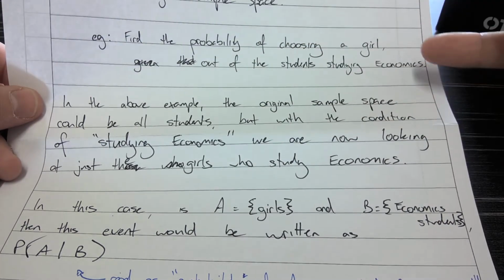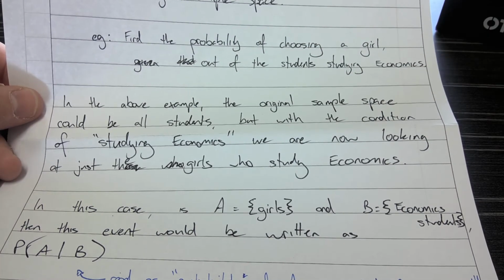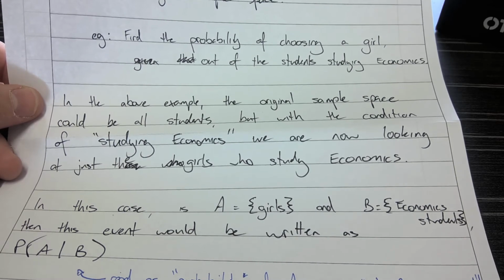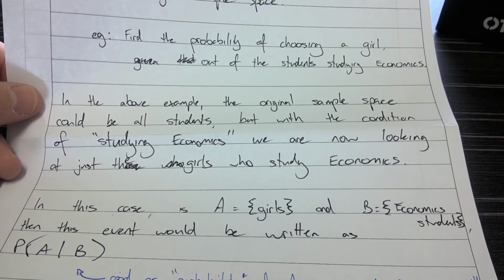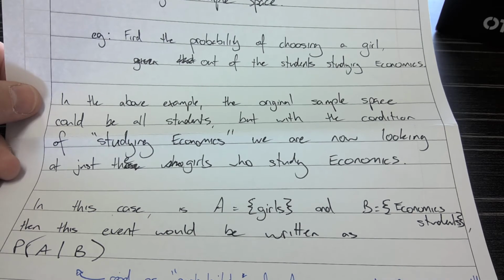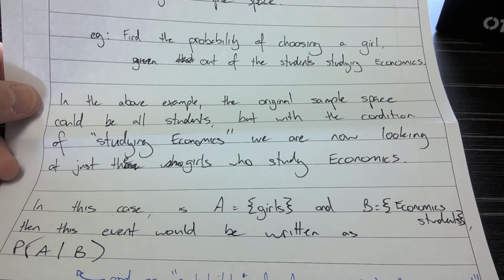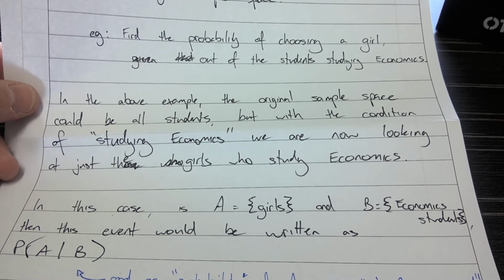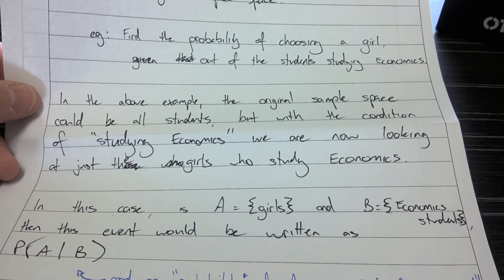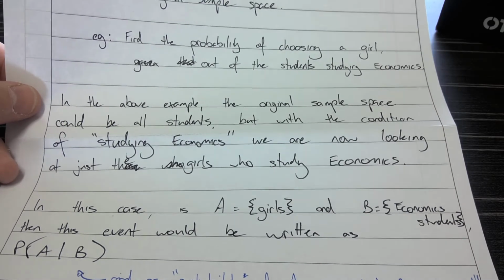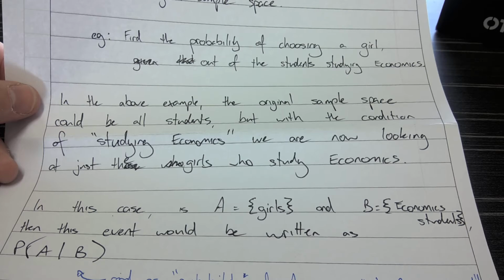But now that I've got this condition, that it has to be a student studying economics, we're now going to limit that sample space down to however many students do economics. I'm not sure of that off the top of my head. But by adding that condition, we're now reducing that sample space. It's still those same students, the students studying economics are still within those 42 students in year 11, but now we're limiting that sample space.